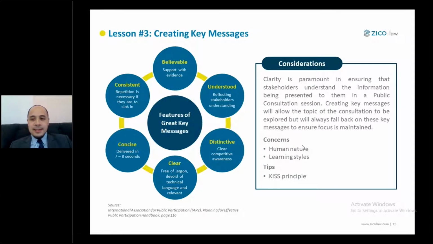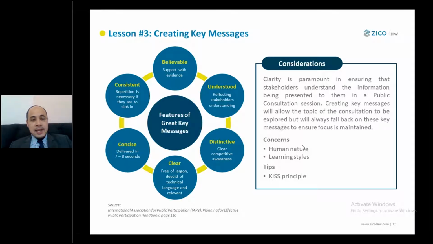Now, the third lesson here is essentially creating the key message. Sending the right message is important to ensure that everyone is on the same page with the expectation of the public consultation. On the left, there are some features used by IAP2 in preparing great key messages.